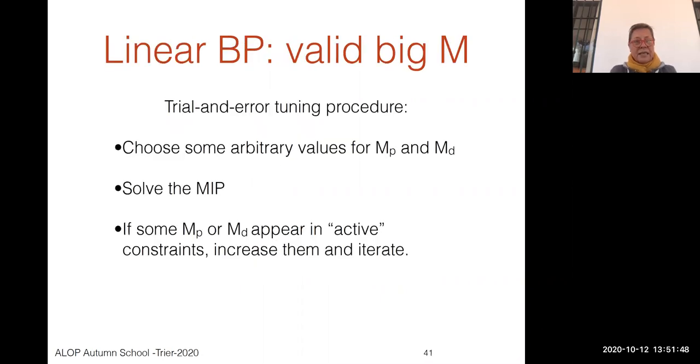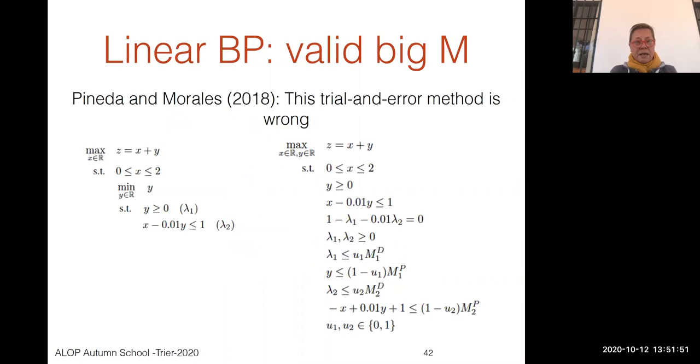And interestingly, in this paper, Pineda and Morales show a very simple example with 2 variables in which they show that this trial and error method is wrong. The example, I just did a cut and paste from their paper. So this is the example they provide. You see it's a linear LP. You have 2 variables. X is the variable of the first level, Y the variable of the second level, and you have those constraints.